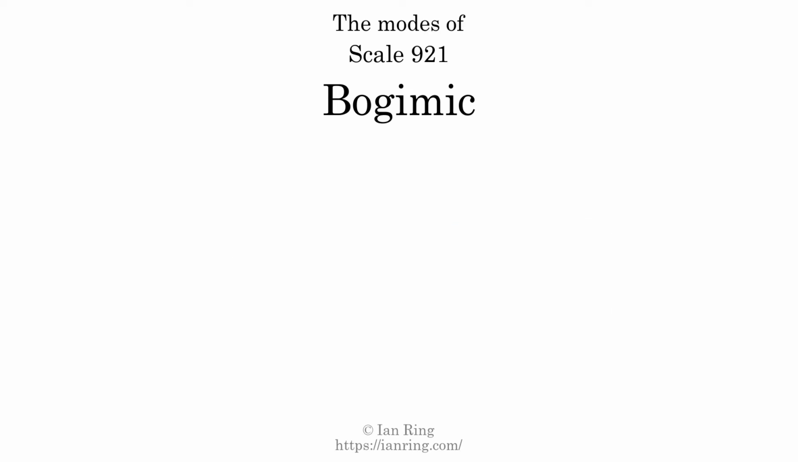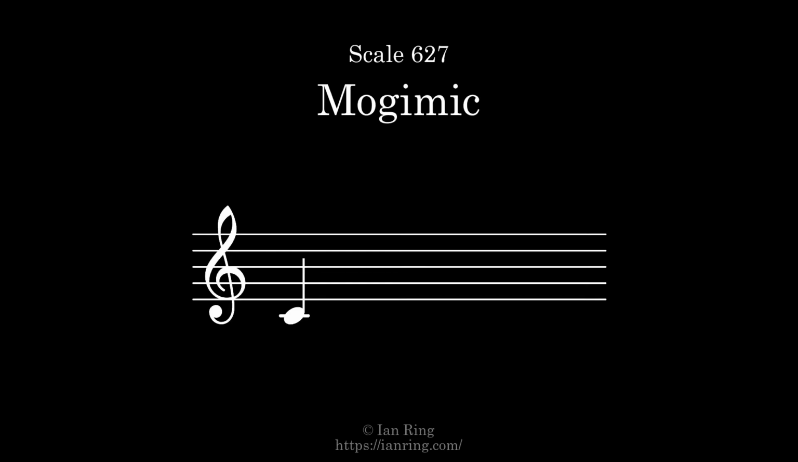This scale has 6 modes. The first mode is itself. The second mode is scale 627, also known as Bogimic. It sounds like this.